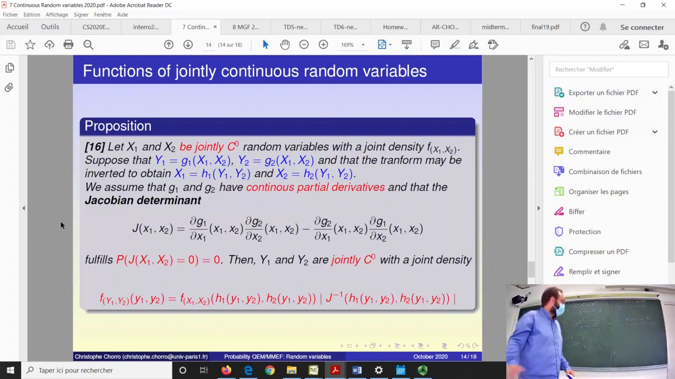Because of their form, now I am interested in the matrix of the partial derivatives. So if I compute the derivative of this one with respect to x, I obtain d of G1 with respect to x, with respect to y.